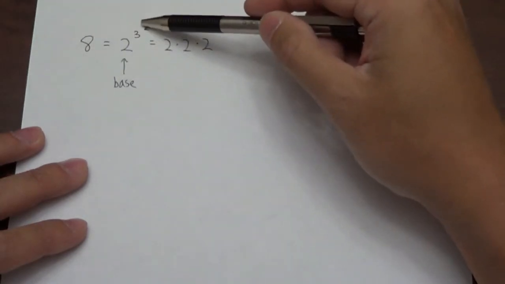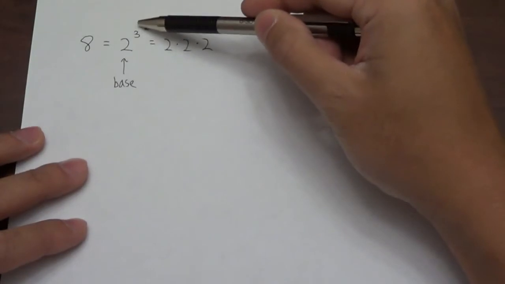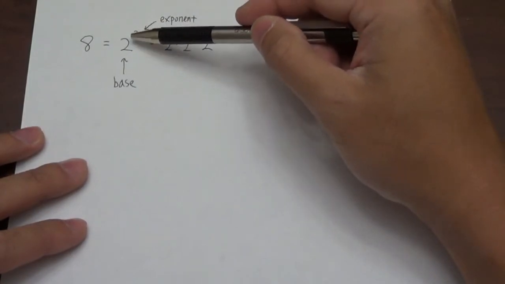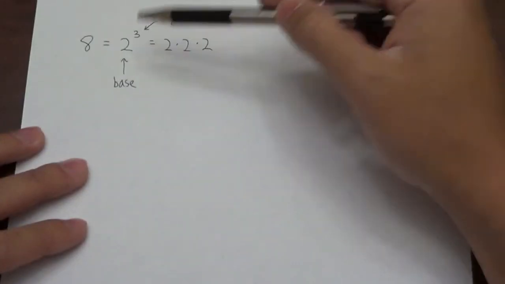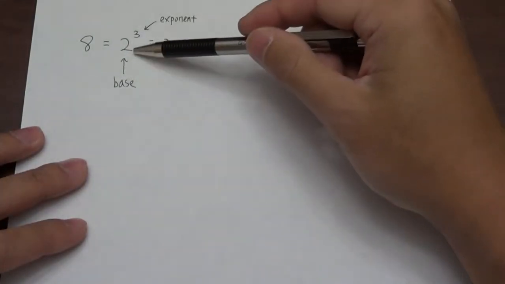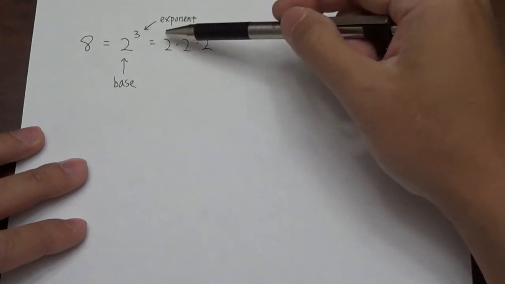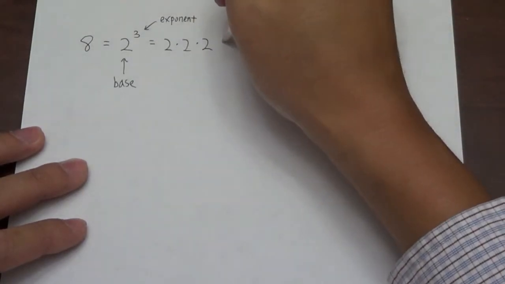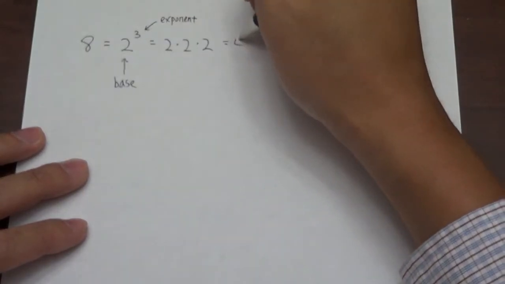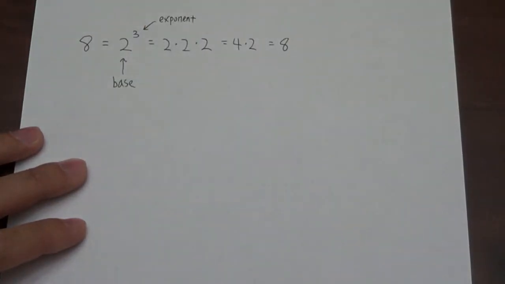Now an exponent is this number right here. It is telling us how many times this number, which is called the base, is multiplying itself. So when we see 2 to the power of 3, it's saying the number 2 is going to multiply by itself 3 times. So 1, 2, 3. And if we work this out, 2 times 2 is 4, and we would get 8, which is what we started with.